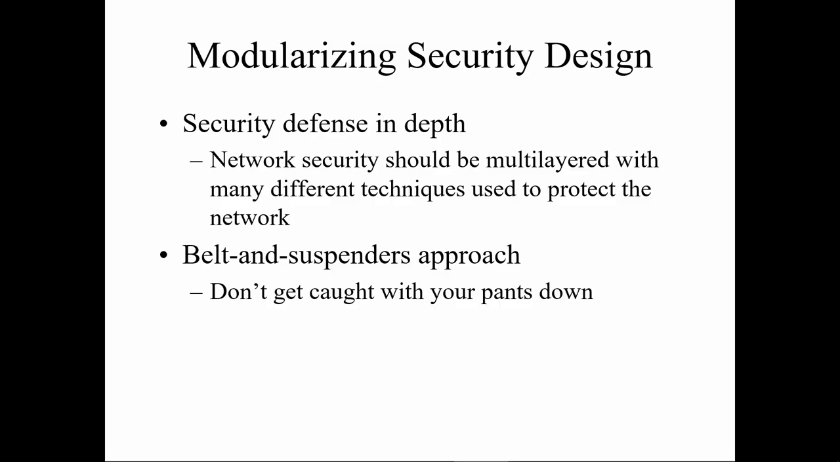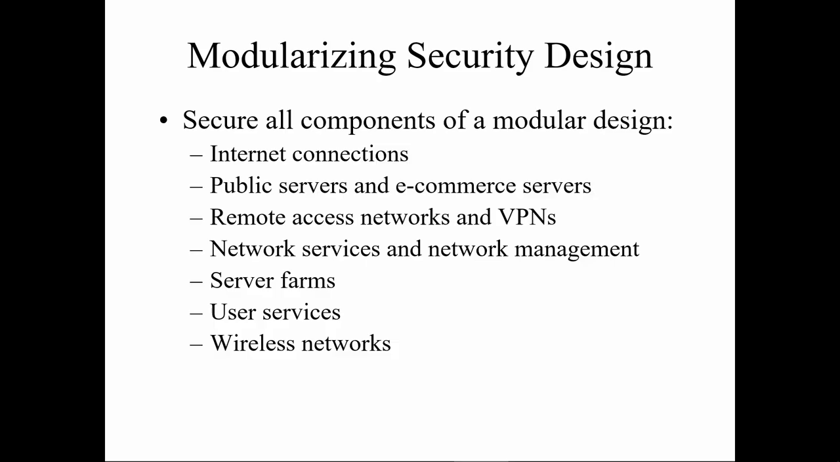Part of modularizing our security design involves securing all the components. That means our network connections, our public servers, and e-commerce services. Are they part of the network? Are they part of the DMZ? Where do they belong? That talks about encrypting or securing our remote access and our VPNs. Anything that's getting into our network should be monitored and secured. Also, what network services are required to run? If they don't have to run, are they being run? If they are a key component to our network services, are they being secured appropriately? What about the servers? Are the servers being verified and secured?